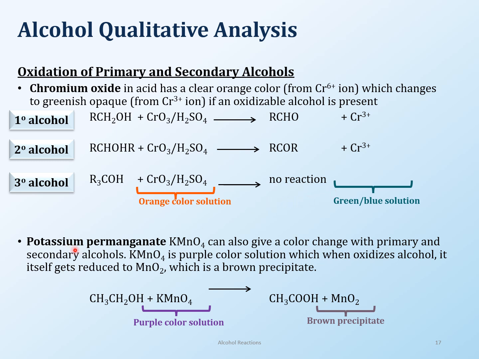Now you can do the same kind of test with potassium permanganate also, because potassium permanganate can also oxidize alcohols. Again, primary and secondary it can oxidize. Tertiaries don't get oxidized. So if you add potassium permanganate, which is actually a purple solution, the permanganate ion gets reduced to MnO2, and manganese dioxide is actually a brown precipitate. So that's what happens with primary and secondary alcohols, not with tertiary again, because tertiary don't get oxidized.